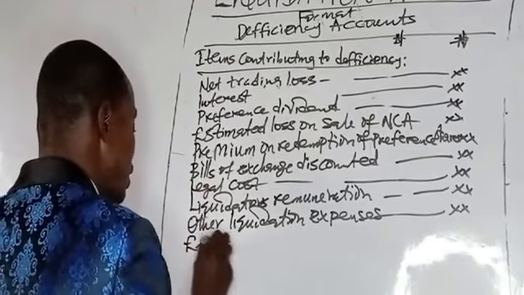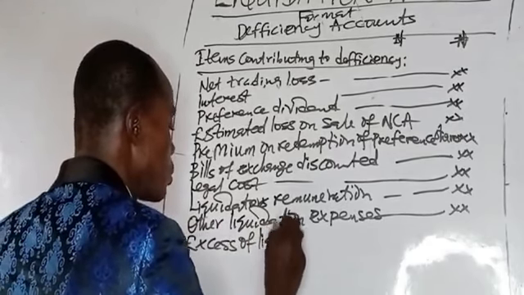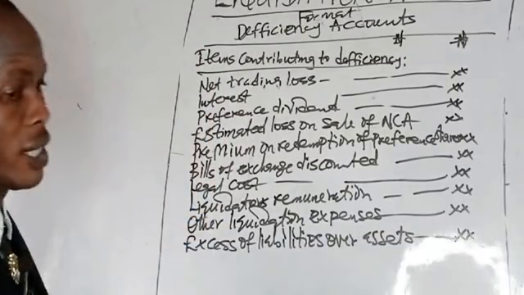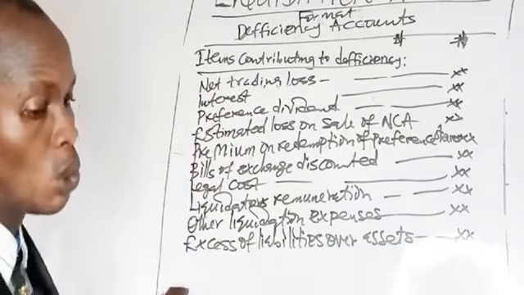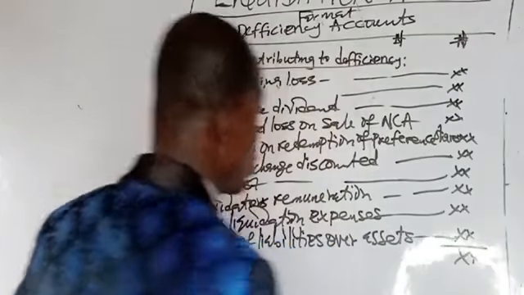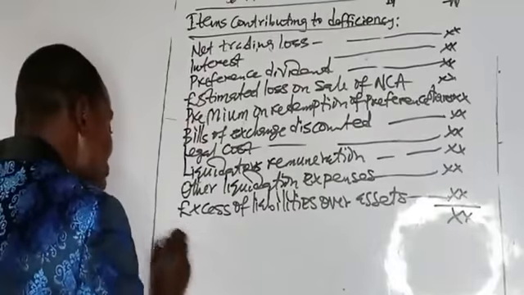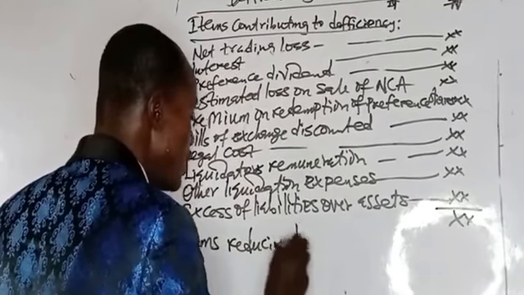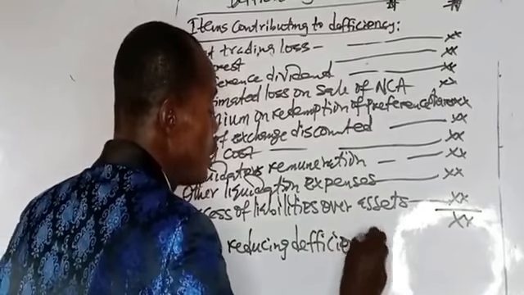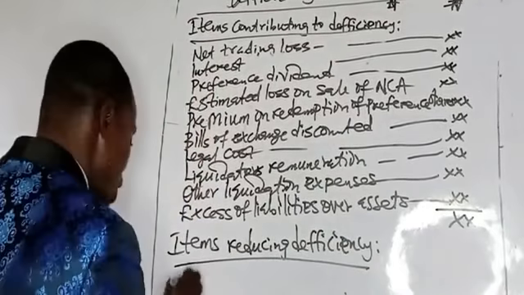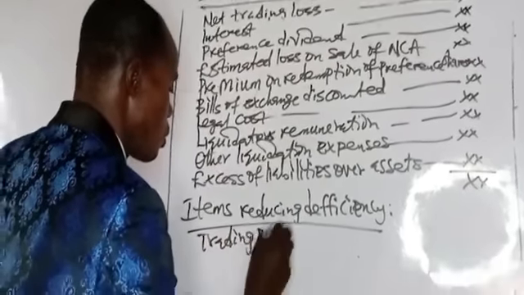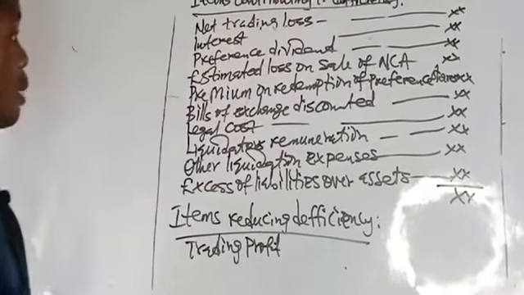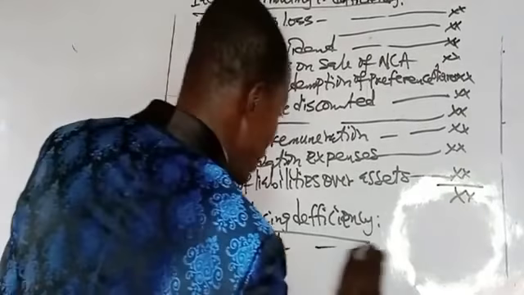Excess of liabilities over assets will as well contribute to the deficiency. So these are some of the items contributing to deficiency. So you sum it up. This is the total. Then after that we have items reducing deficiency. You have trading profit. If you have losses and you net it, it will not need to be here. But if there is no loss, then your trading profit, you have them here.